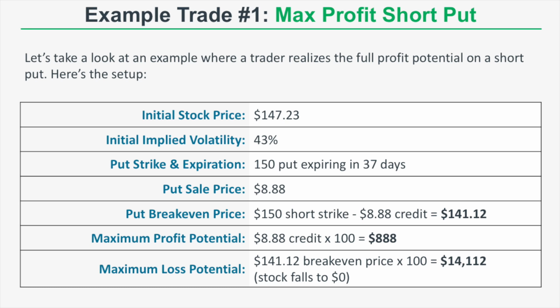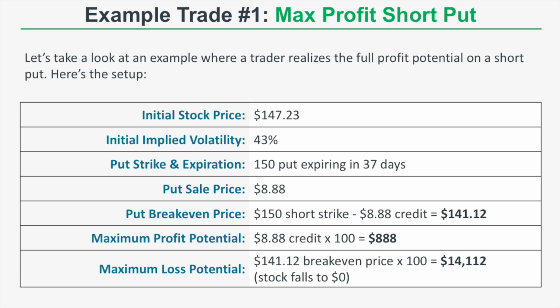So here's the setup. The initial stock price is $147.23. Initial implied volatility is 43%. The put strike price and expiration is the 150 put expiring in 37 days. We're selling this put for a credit of $8.88. So that means the break-even price is the 150 short strike minus the 8.88 credit, which brings us to a break-even price of 141.12.